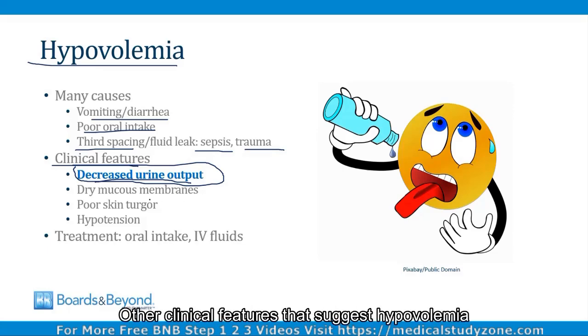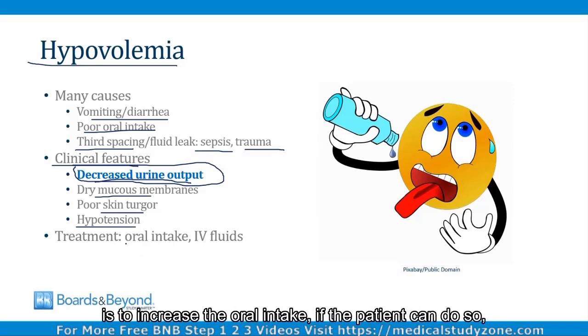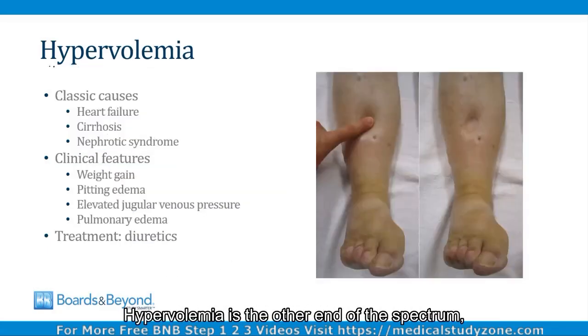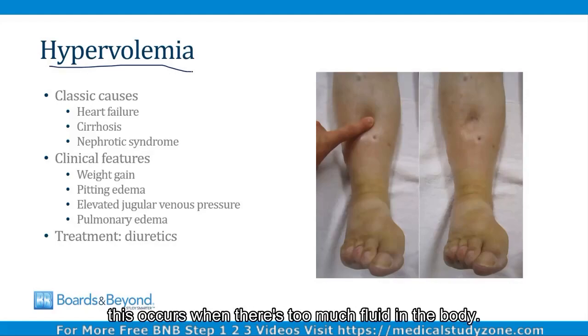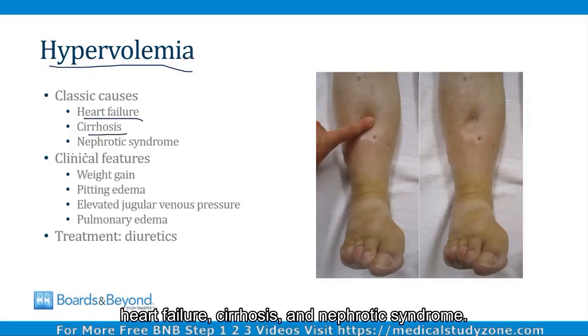Other clinical features that suggest hypovolemia are dry mucous membranes, poor skin turgor, and of course hypotension. And the treatment generally for hypovolemia is to increase the oral intake if the patient can do so, and administer IV fluids like what we've been talking about in this video. Hypervolemia is the other end of the spectrum. This occurs when there's too much fluid in the body. There are three classic causes of hypervolemia: heart failure, cirrhosis, and nephrotic syndrome.